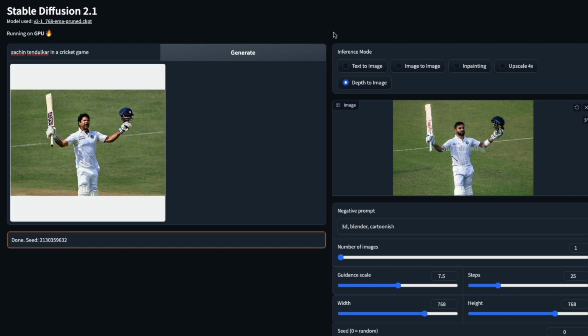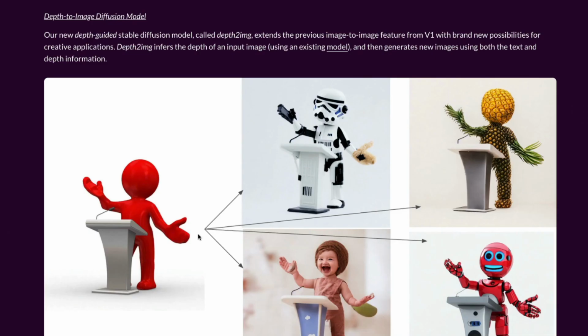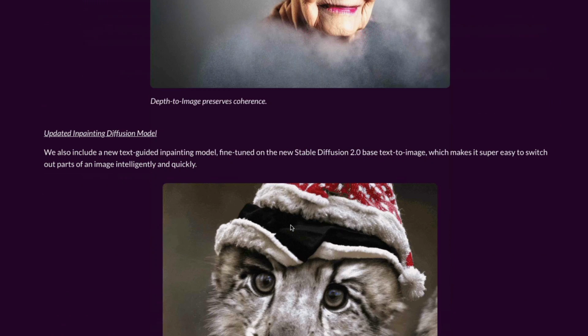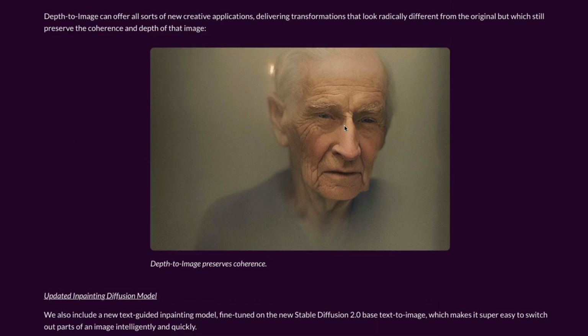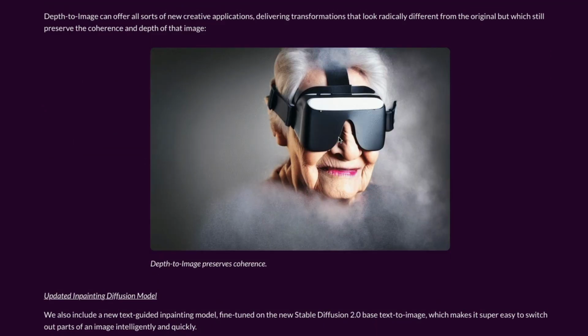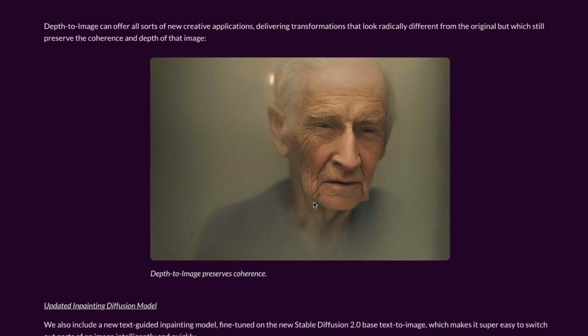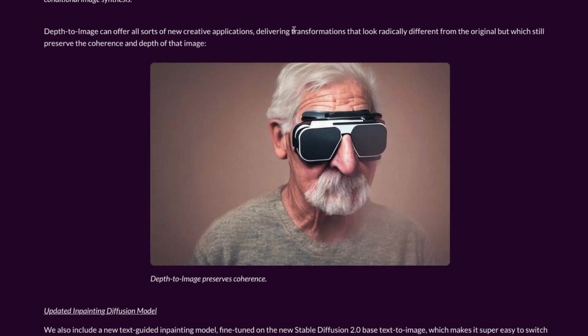This is quite magical. You can also see certain examples that the stability.ai team has put together as a blog post. For example, you have got the VR kit. How can you change the VR kit just by simply using depth? This is quite amazing, and I would strongly recommend you check it out.